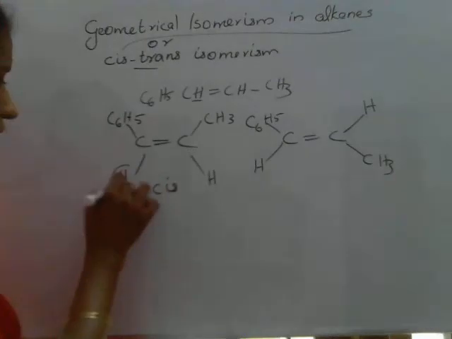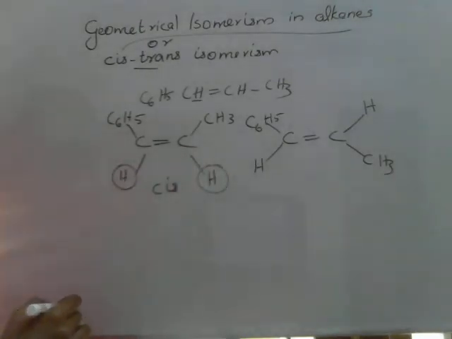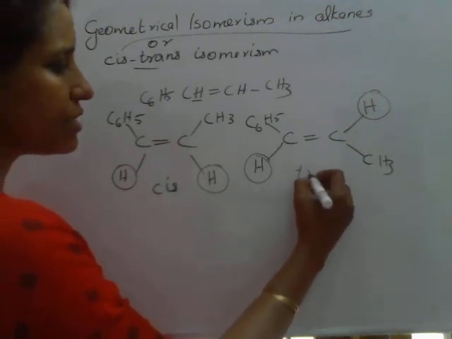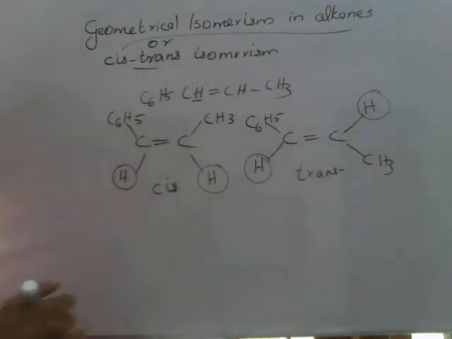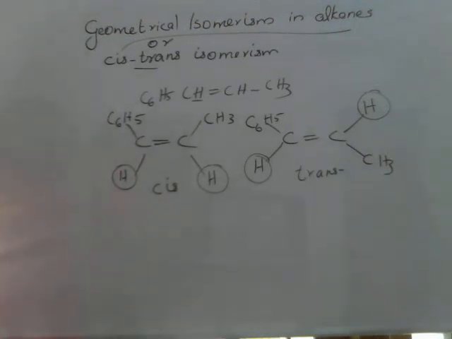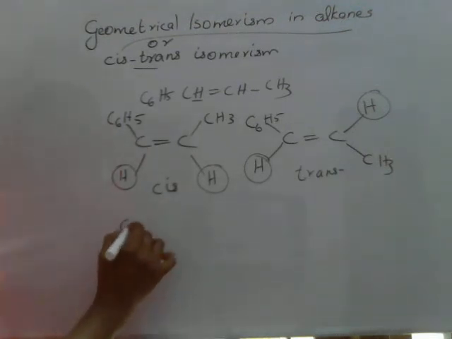So with respect to hydrogen, the first one is cis. Here the hydrogen atoms are on the opposite sides of the double bond. Hence this is trans. With respect to hydrogen, the first one is the cis isomer and this is the trans isomer. In a similar way, one more example.